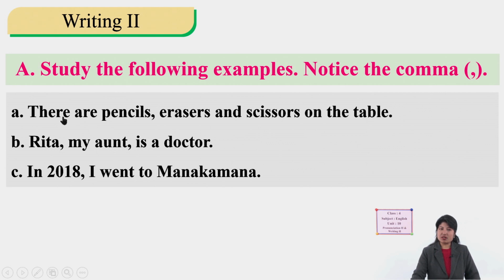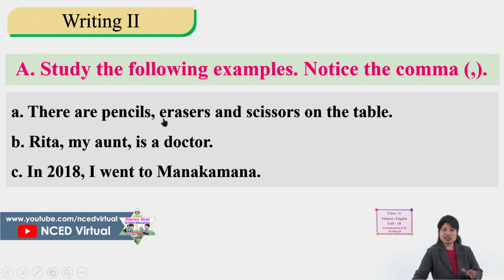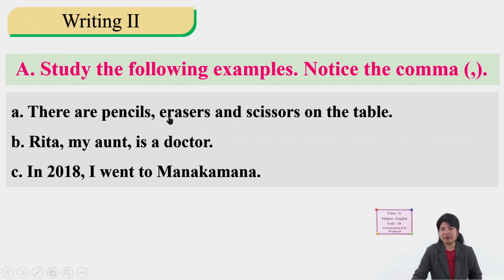Let's talk about number A. The comma is used after which word? Pencils. Some things are listed over here, right? Pencils, erasers, scissors. This is the list of the things. That means we use comma when there is a list of things, to separate them one after another, right? Pencils, erasers. So here for separation, pencils and erasers, we use comma.